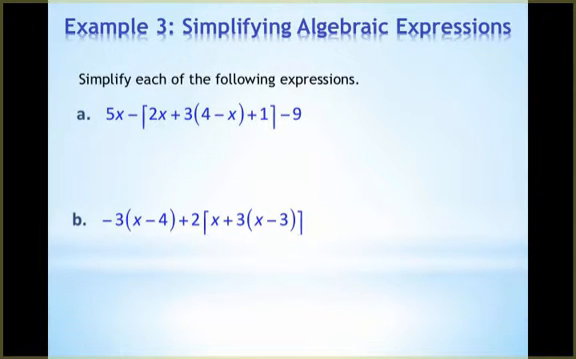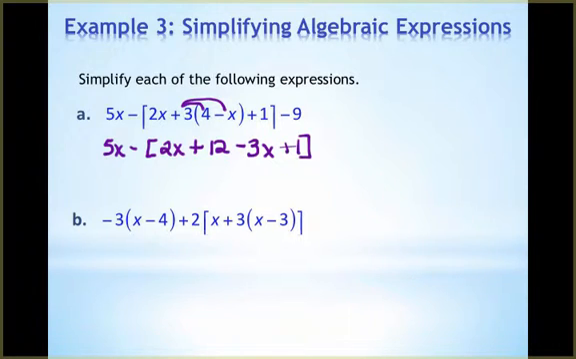The last thing we're going to do is get rid of some grouping symbols and then add and subtract some like terms. When we have multiple grouping symbols, we want to start from the innermost symbol and work our way out. So the first thing I want to do is the distributive property. I'm going to bring down this 5x minus parentheses 2x, and then distribute: plus 12 minus 3x plus 1 minus 9.